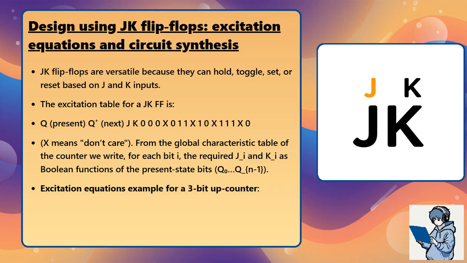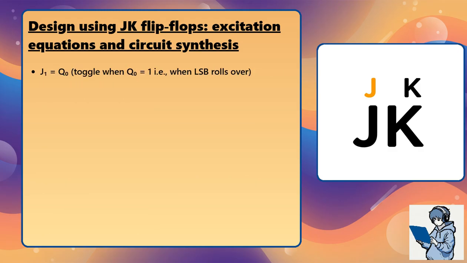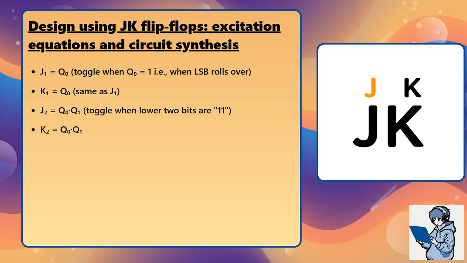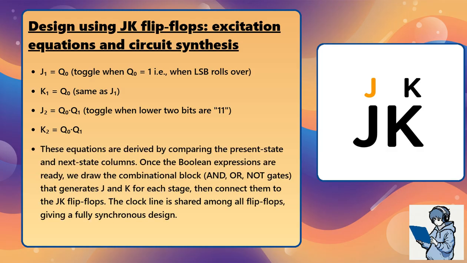Excitation equations example for a 3-bit up counter. J0 equals 1, the LSB always toggles. K0 equals 1, so J0 and K0 equal to 1 means toggle. J1 equals Q0, toggle when Q0 equals 1, i.e. when the LSB rolls over. K1 equals Q0, same as J1. J2 equals Q0 and Q1, toggle when the lower two bits are 1, 1. K2 equals Q0 and Q1. These equations are derived by comparing the present state and next state columns.